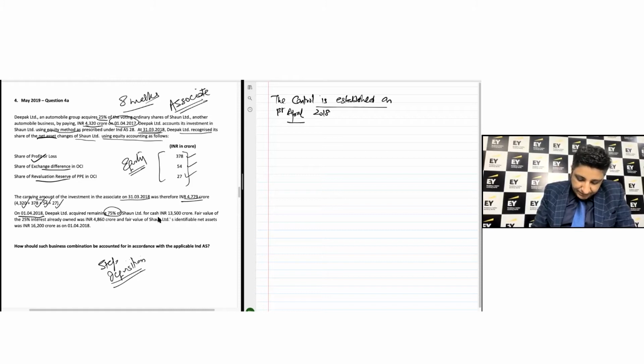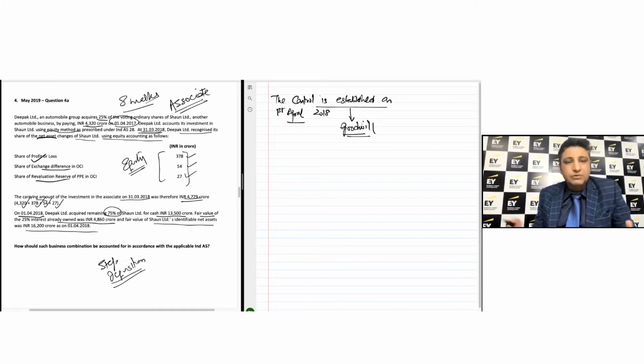Now it says that you acquired the 75% stake by paying 13,500 crores. The fair value of the interest that you already had is 4860 crores, right? And the fair value of identifiable net assets was 16,200 crores on that date. Okay, straightforward. The control is established on 1st of April 2018, calculate goodwill on that date. That's what you are supposed to do. That's what you want to remember at all times.